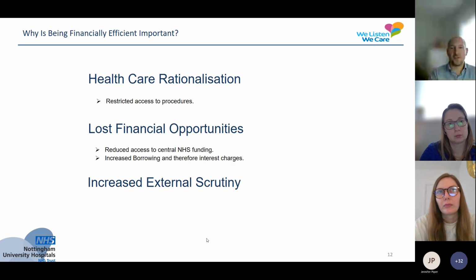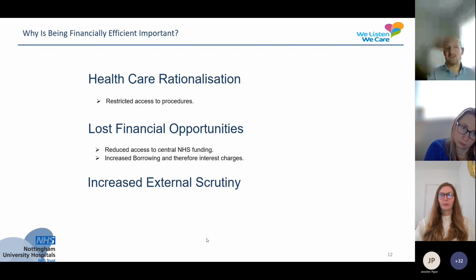There are lost financial opportunities. If whichever organisation you work within is deemed by NHS England to not be effectively utilising your resources, then it makes it a lot more difficult to get access to centralised pots of money to fund service developments and big capital investment programmes, because they have less confidence in that organisation or that integrated care board's ability to spend it wisely. So those sorts of things are quite crucial.